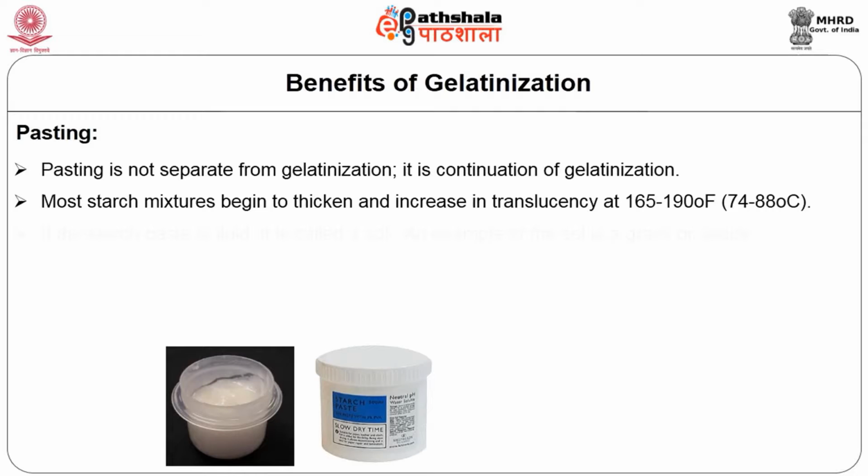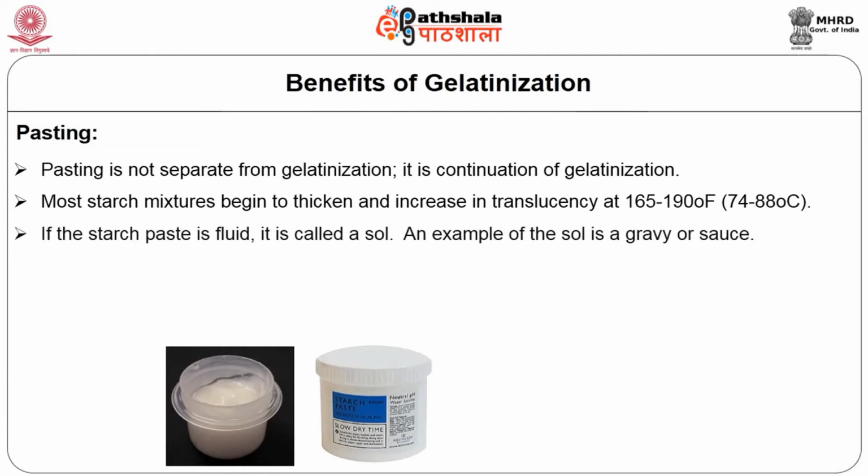Translucency at 165 to 190 degrees Fahrenheit. A thickened starch mixture is called a starch paste. If the starch paste is fluid, it is called a sol. An example of the sol is a gravy or sauce.